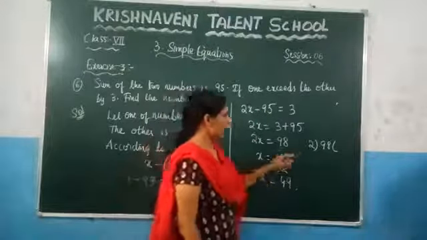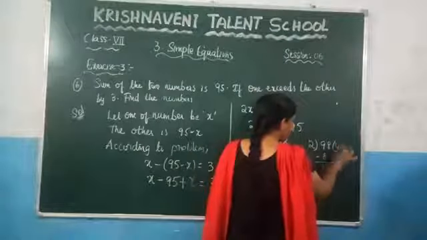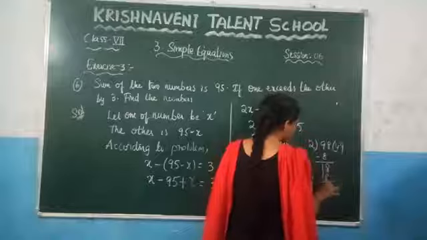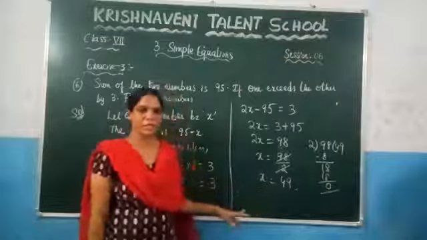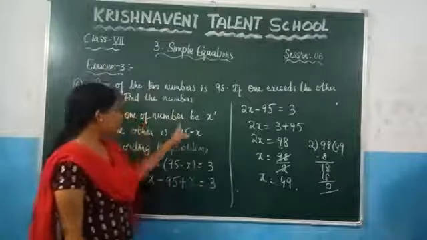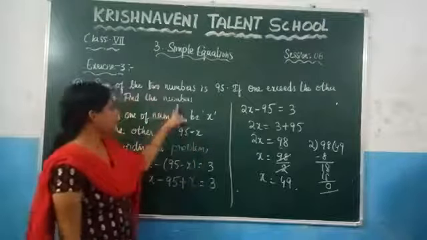So here, 2 4s are 8. And what will be the remainder? 1, and 2 9s are 18. So the remainder is 0. You are getting the x value as 49. This is one of the numbers. Let one of the numbers be x. You got one number, but you need to find the numbers.